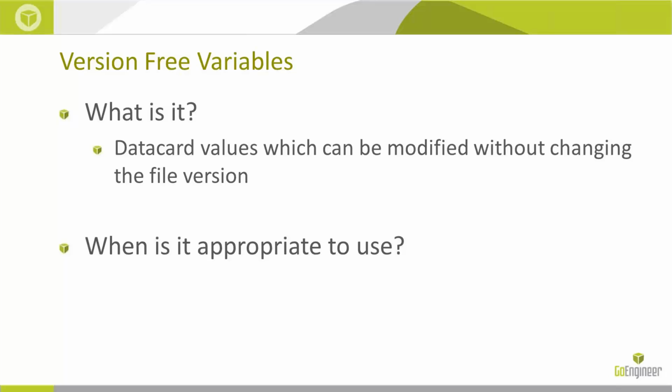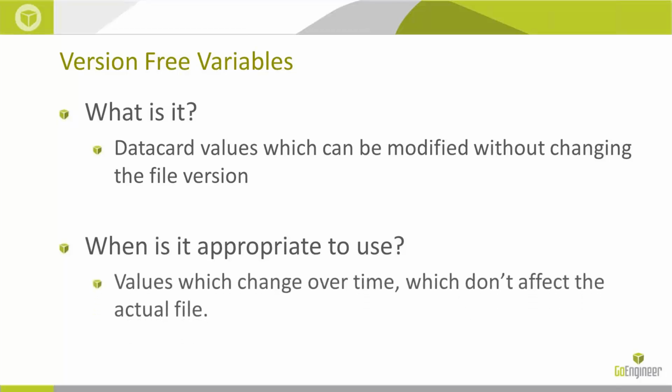For example, something like cost or preferred manufacturer. These are values that may change, but they don't impact the geometry of your file. They don't impact the references to other files. They really, in my opinion, don't necessitate a new version of our file. So cost, approved manufacturer, preferred manufacturer.